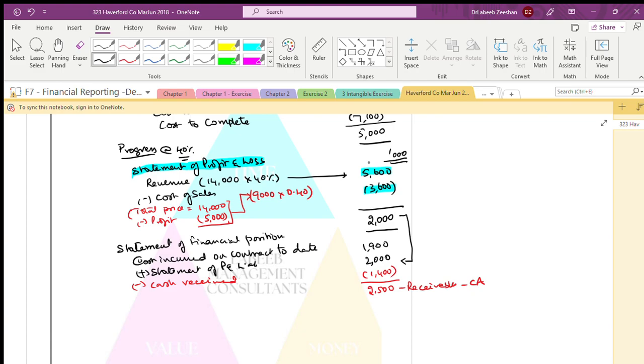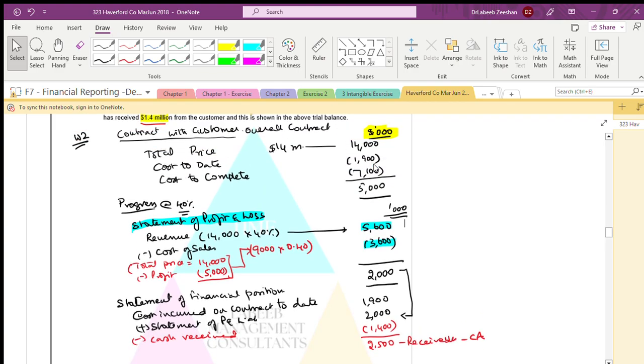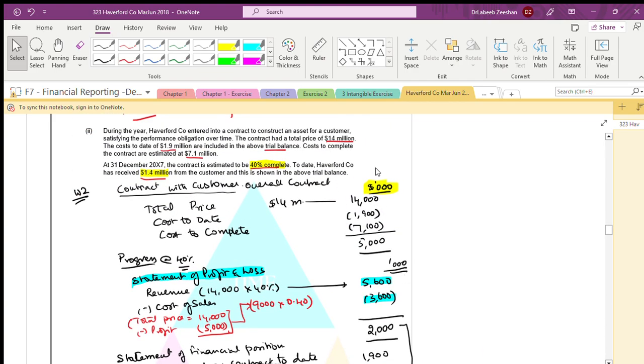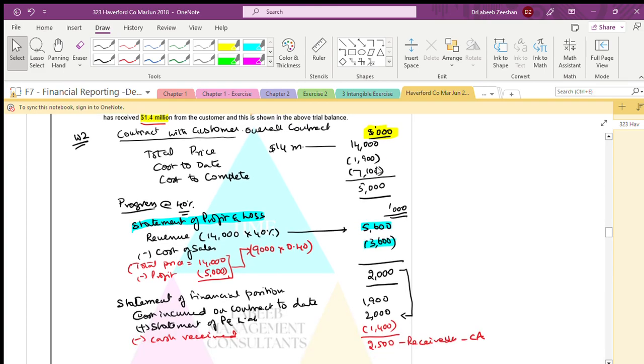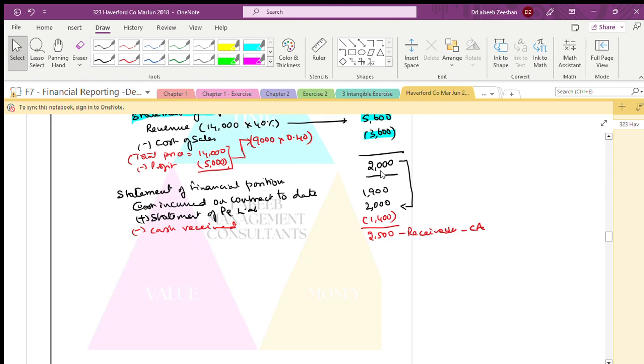This is the one related to the contract, IFRS 15. That concept has been implemented. Now again, just a revision, a small recap. We have taken total price, cost to date, cost to complete, overall profit we'll get. Then we have the statement of profit and loss account. We'll take revenue and cost of sales, 40% of that. Then how much we have to show in the profit and loss account, and how much we have to show in the statement of financial position.